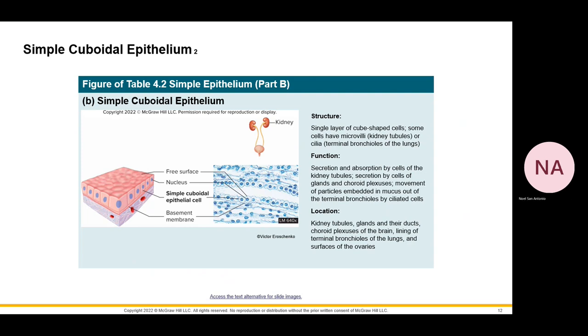Now, the second is your simple cuboidal epithelium. Oh, kita nyo dito. So, first, simple, yun ang unang kinonsider, the number of layers that they form. And then, second is the shape of the cell. Simple cuboidal epithelium is made up of a single layer of cube-like cells. Single, simple. And then cube-like, cuboidal. Just like what you see in the picture.